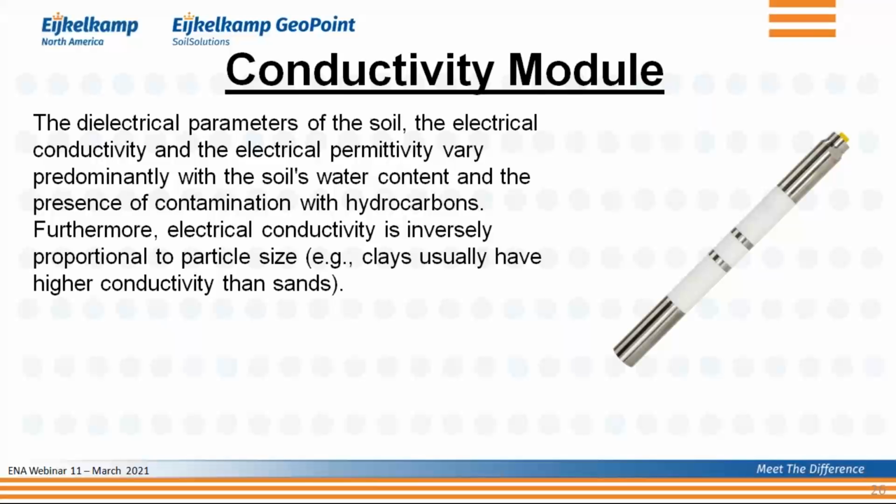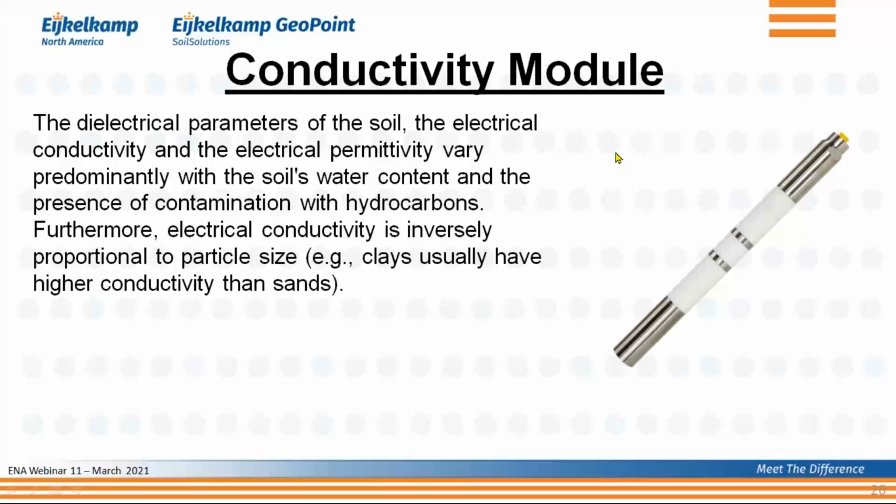You see that module there on the right-hand side of your screen. What that module does is measure the electrical parameters of the soil, which is the electrical conductivity or electrical permittivity, depending on how you look at it. It varies as a function of the soil water content. It also varies as a result of contamination with hydrocarbons. And it is also inversely related to the particle size. Clays generally have a higher conductivity than sands.